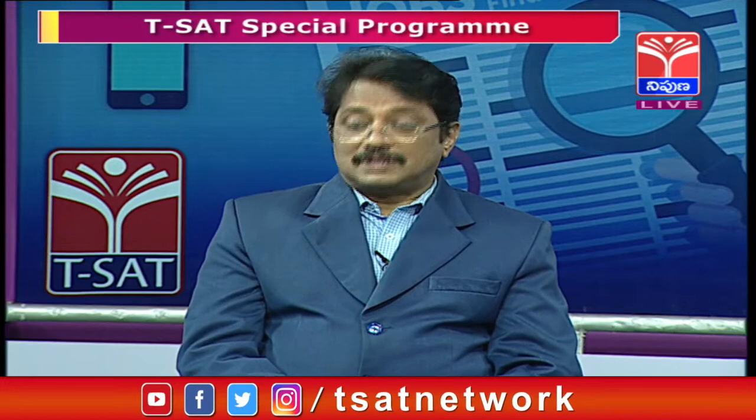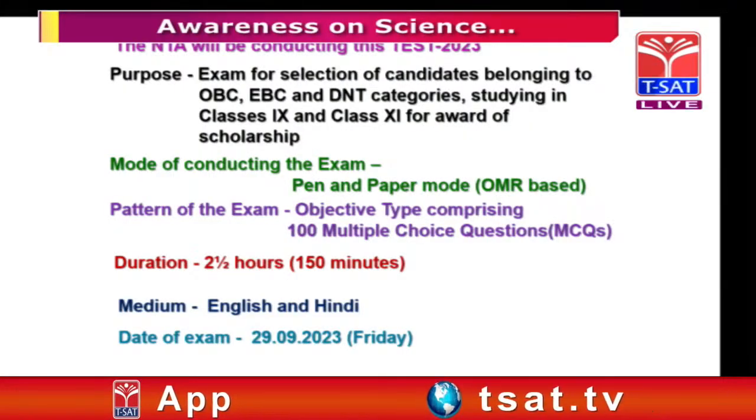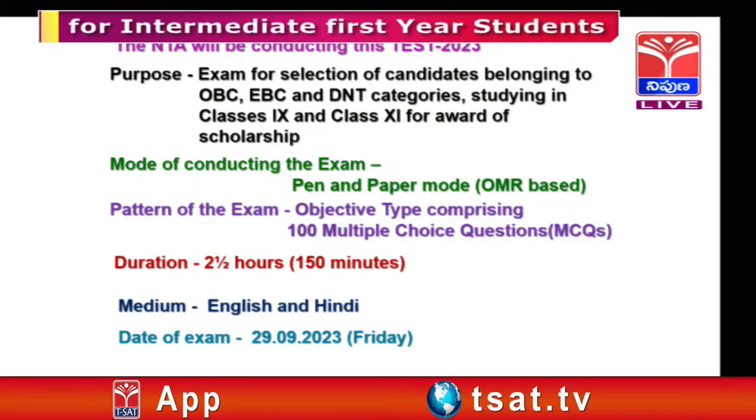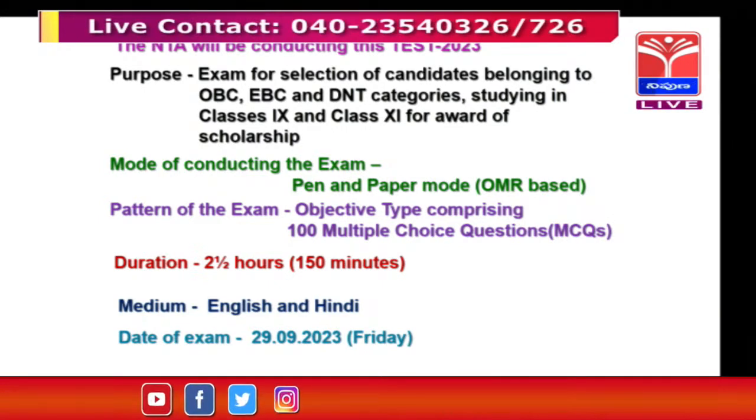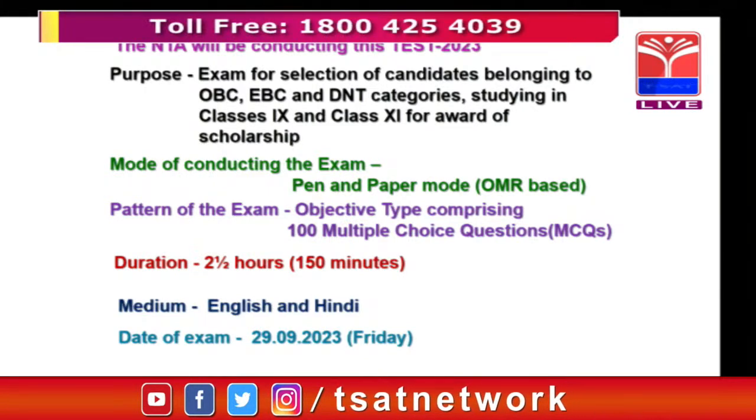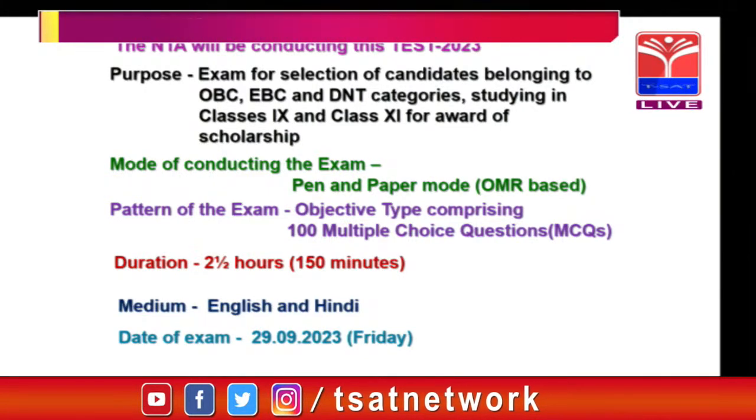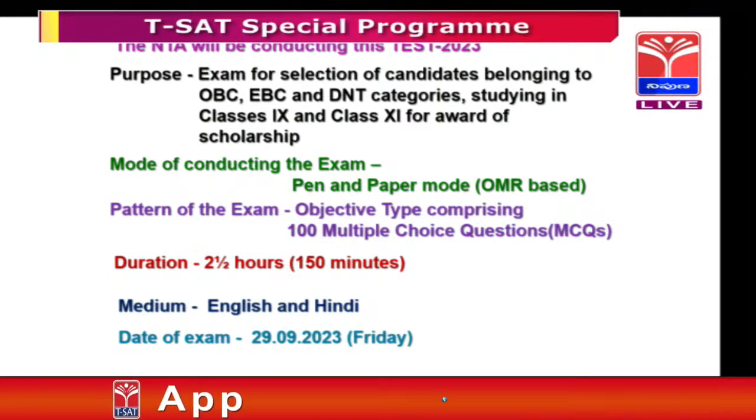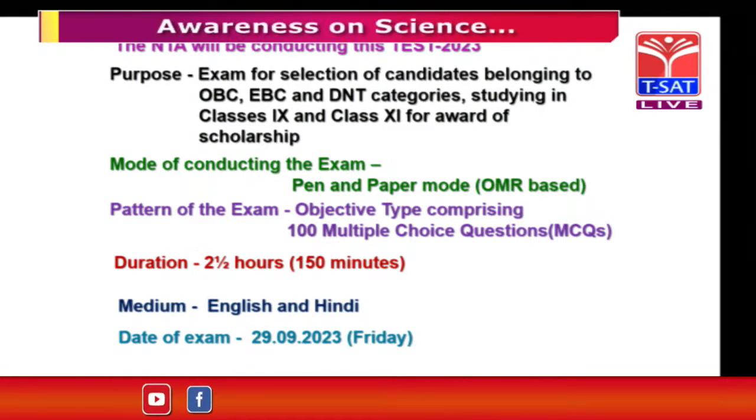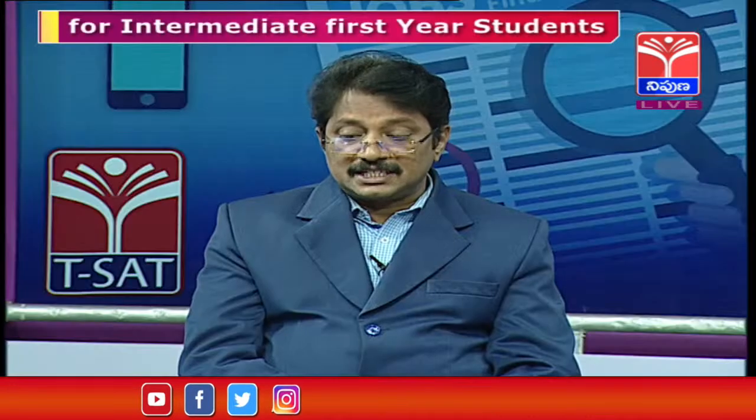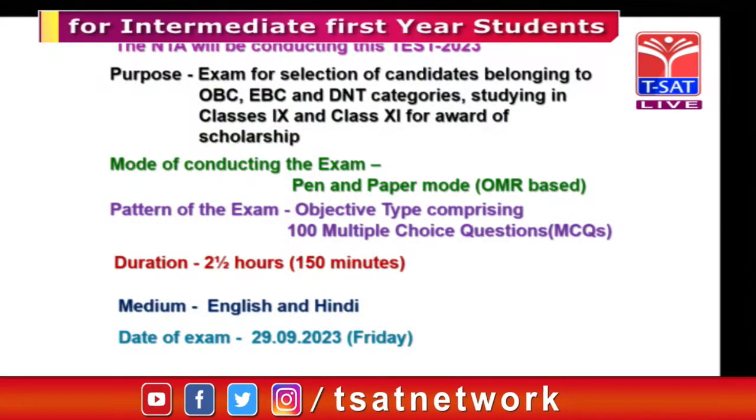Now we are going to discuss the paper, and before going to that, once again a fast review. The purpose of this examination is to encourage the meritorious students from the OBC, EBC and DNT categories, meaning other backward classes, economically backward classes and denotified tribes, who are studying 9th and 10th, first inter. So, this is for inter. And this year the examination is in pen and paper mode, so OMR based.